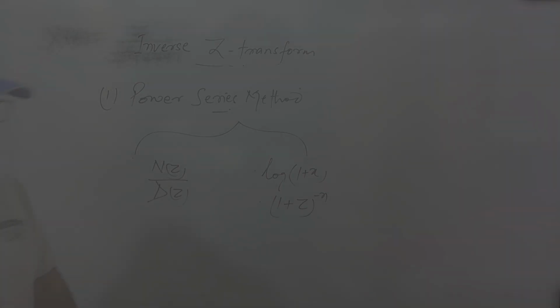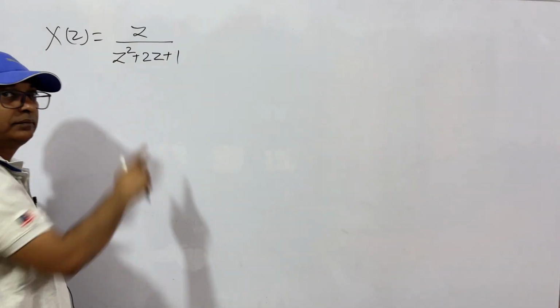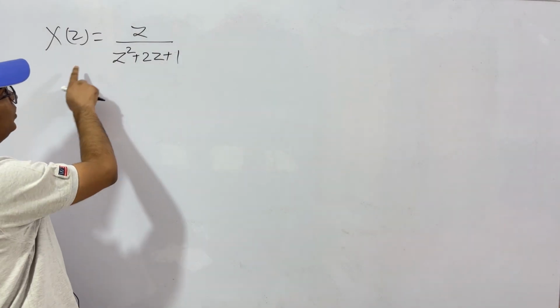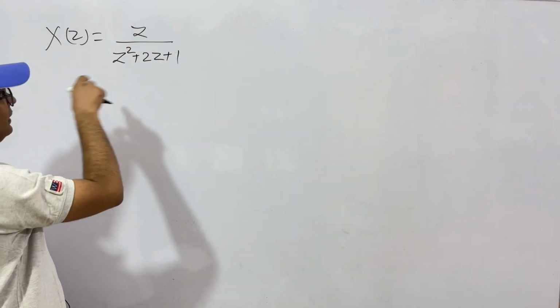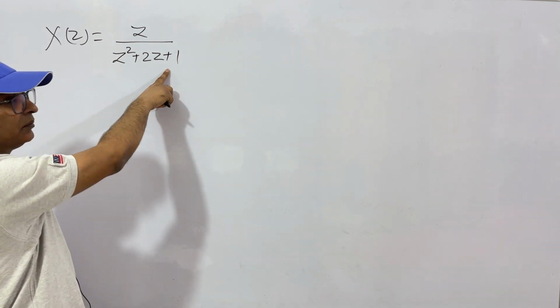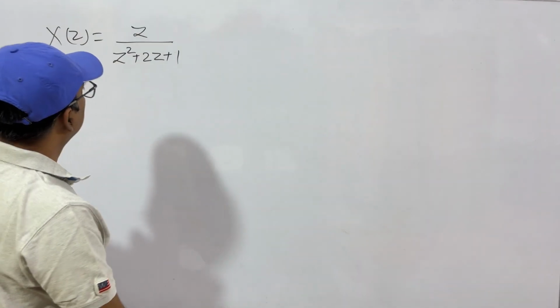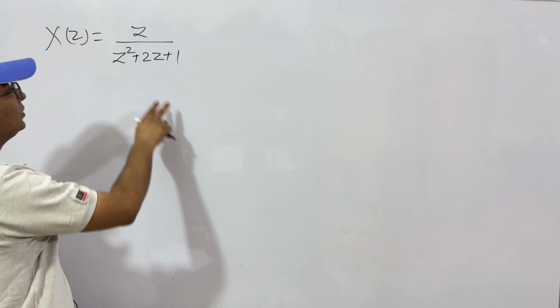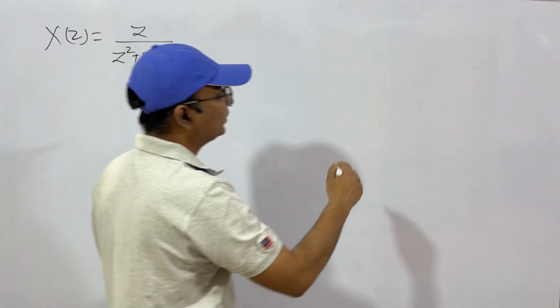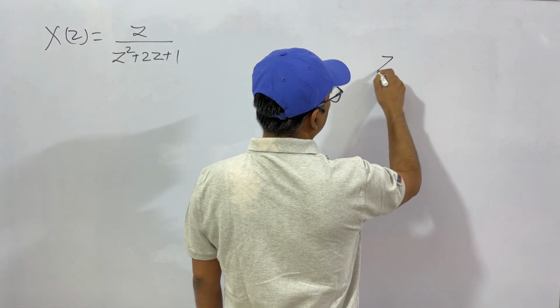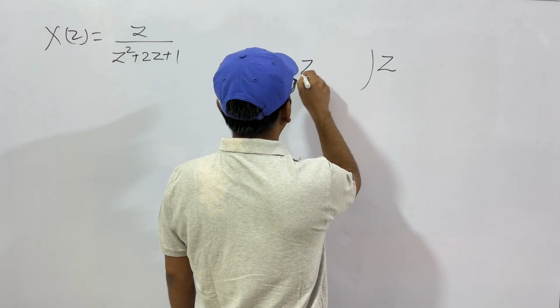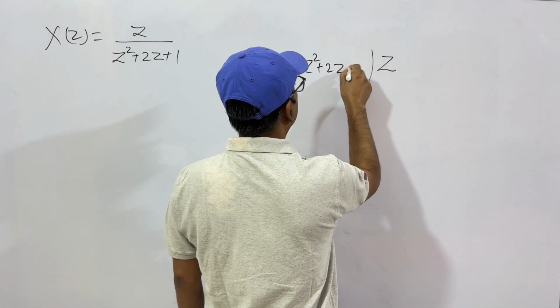Okay, so let's see this example. I told you this is numerator by denominator. It's not possible to segregate it into partial fractions. So what we'll do, we'll divide it. See how. You know how to do division. It is z^2 + 2z + 1.